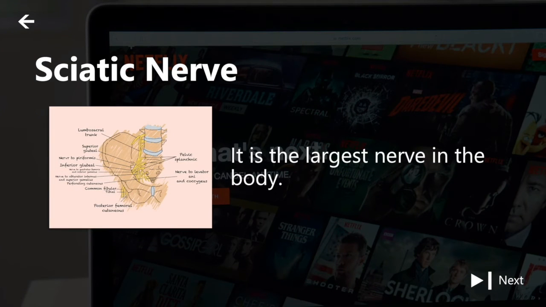And let's talk about the sciatic nerve. The sciatic nerve is the largest nerve in the body. This nerve is formed by the fourth lumbar through the third sacral spinal nerves. Then it leaves the pelvis through the greater sciatic foramen to enter the gluteal area.